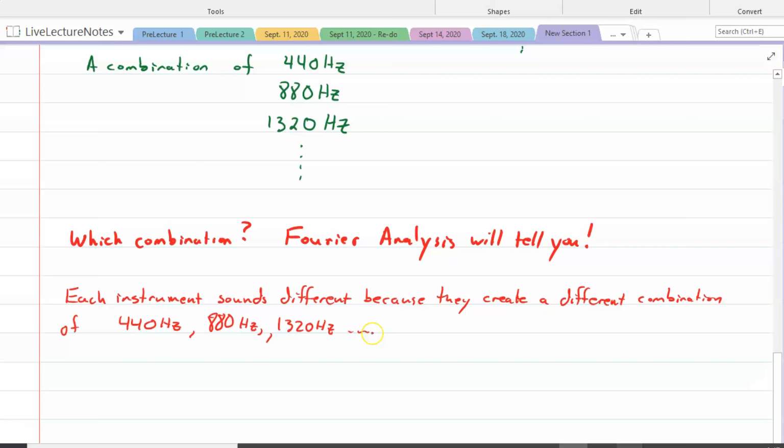So that's a really amazing fact that the sound played on a violin, it sounds so rich and beautiful and complex. It's actually made up of simple things, simple pure frequencies, and the particular combination is what gives the violin its sound. And if I take those same frequencies and take a different combination, I can hear a different instrument, like a trumpet or a clarinet.